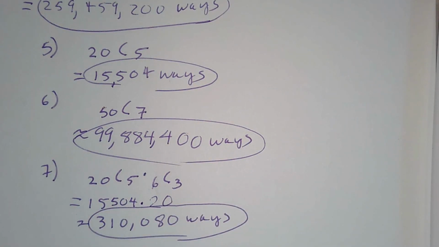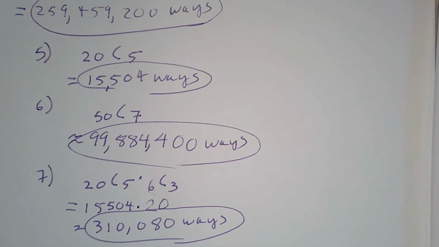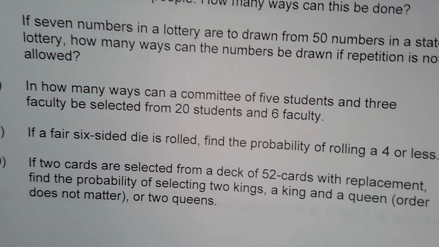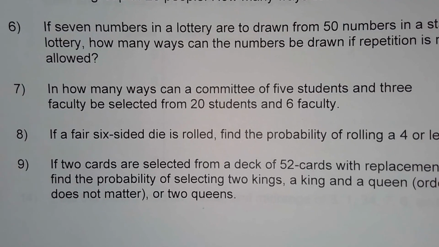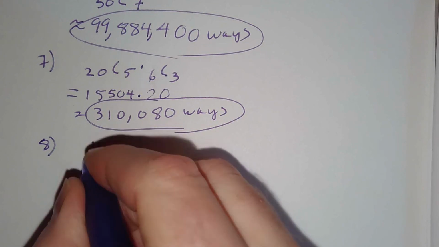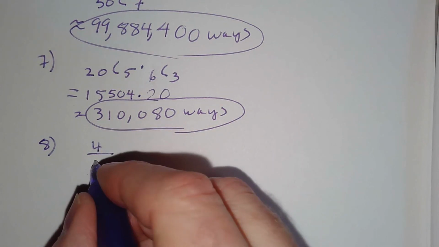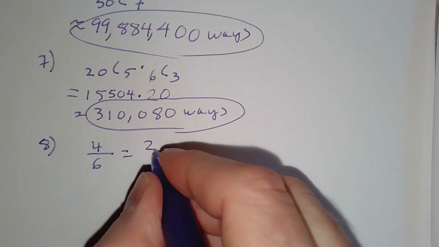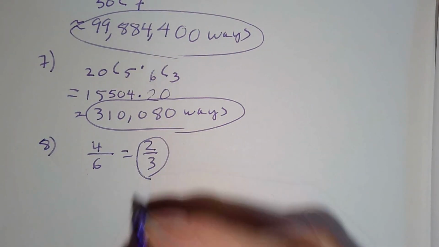All right, so now we're ready to go to problem number 8. If a fair six-sided die is rolled, find the probability of rolling a 4 or less. So rolling a 4 or less would be a 1, 2, 3, and 4. So we have 4 ways that can be done. Out of a six-sided die, there's 6 ways you can roll the die. So our probability reduces to 2/3.